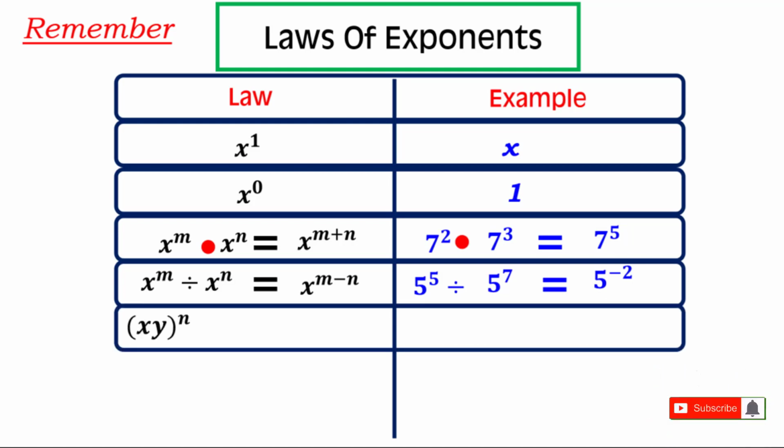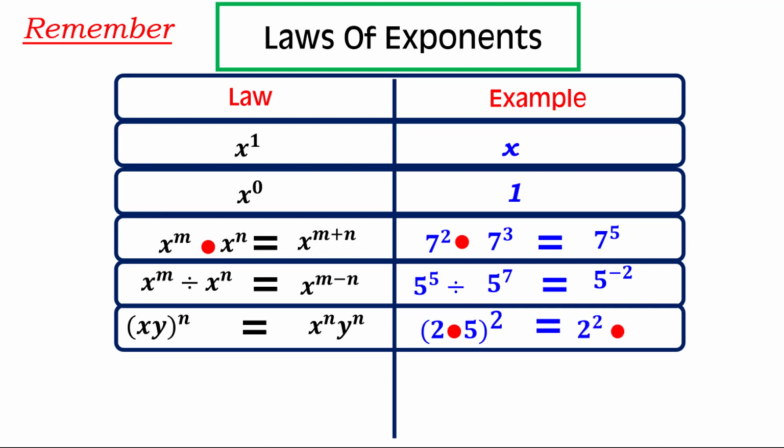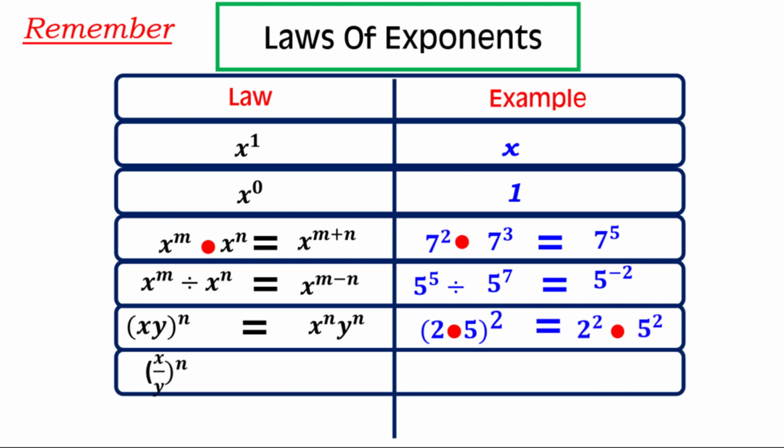Another rule: (xy) raised to the power n is x to the power n times y to the power n. For example, (2 times 5) squared equals 2 squared times 5 squared, as we studied before. And if we have the same rule in division, (x over y) raised to the power n, the power goes to the top and the bottom: x raised to the power n over y to the power n. For example, 3 over 2 raised to the power negative 2 is 3 raised to the power negative 2 over 2 raised to the power negative 2.